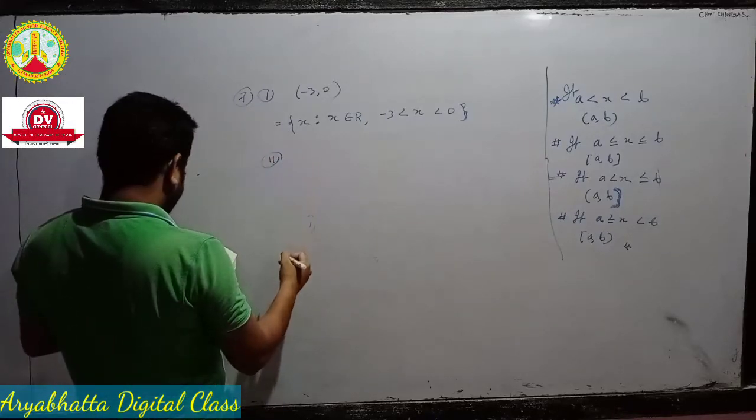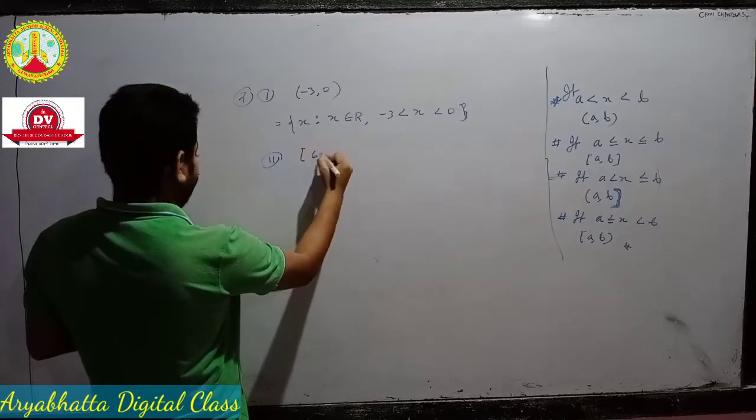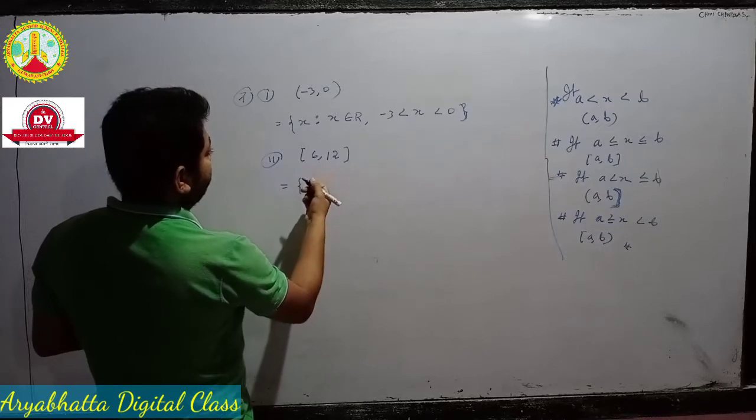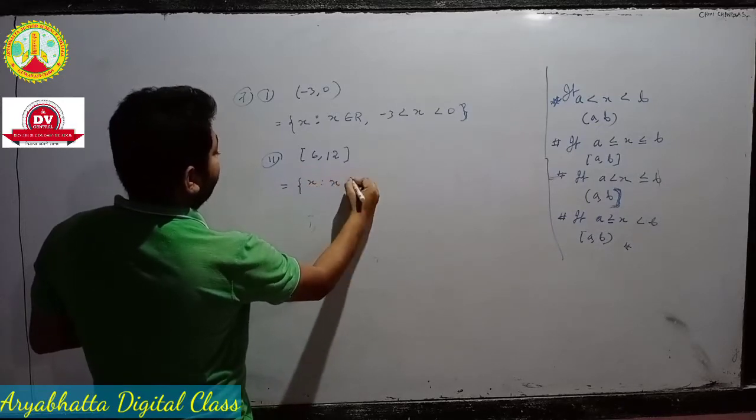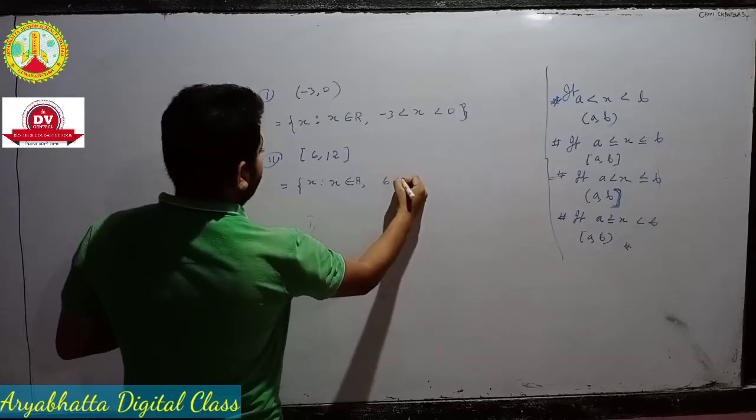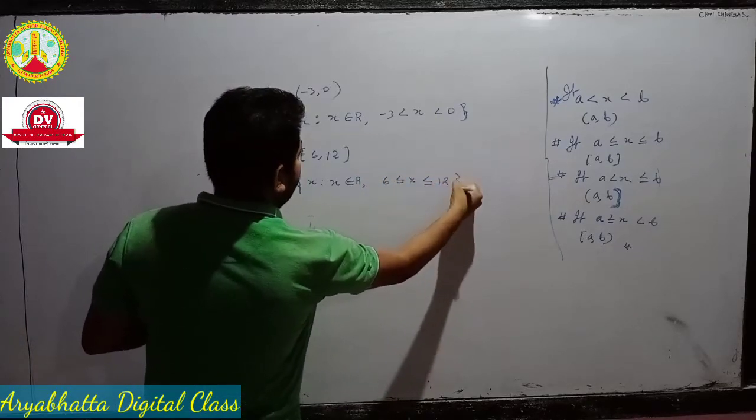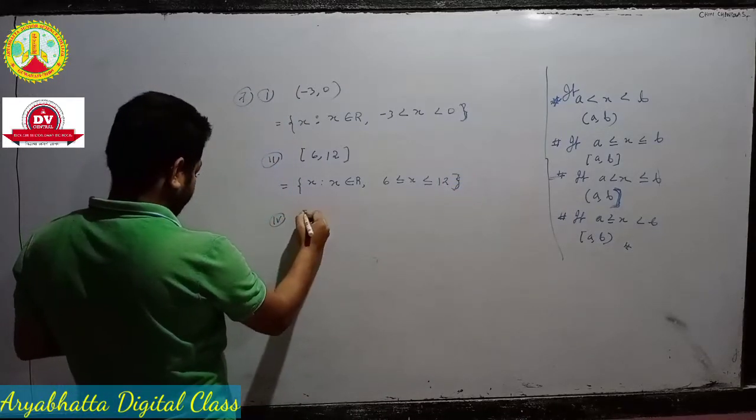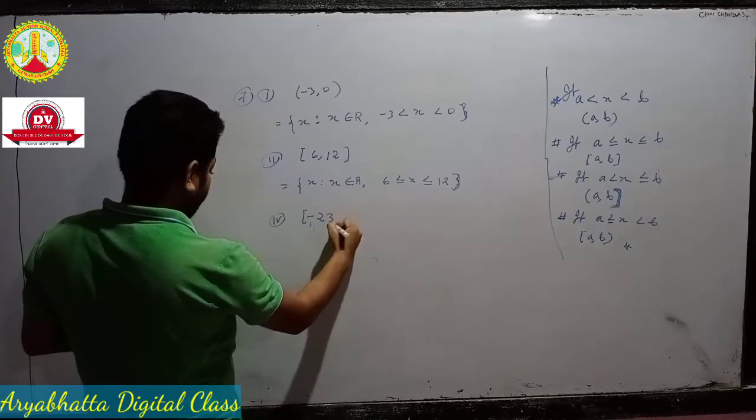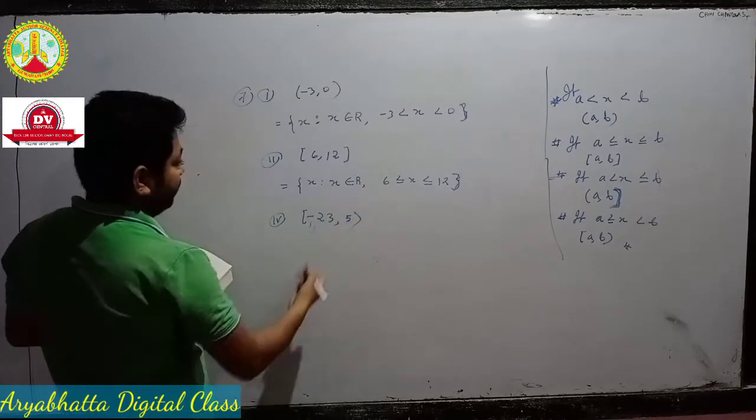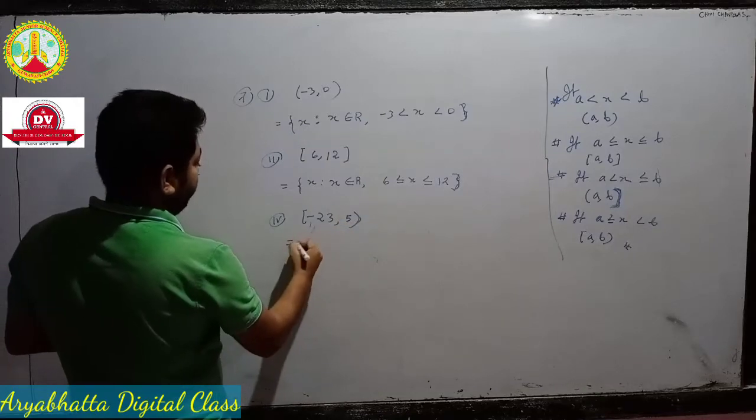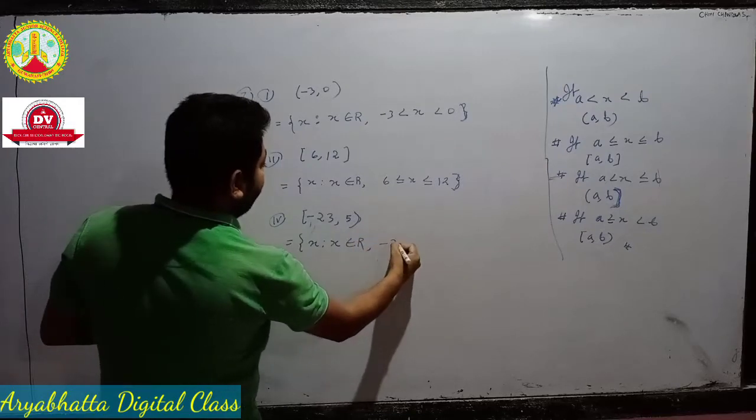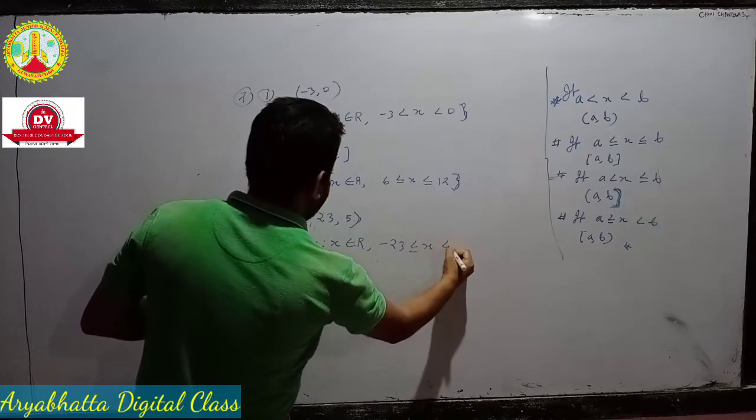Number 2, closed interval 6 comma 12. It can be written as x such that x belongs to R and 6 less than or equal to x less than or equal to 12. Next, number 4, closed minus 23, open 5. This can be written as x such that x belongs to R and minus 23 less than or equal to x less than 5.